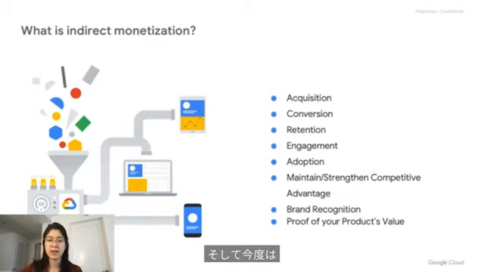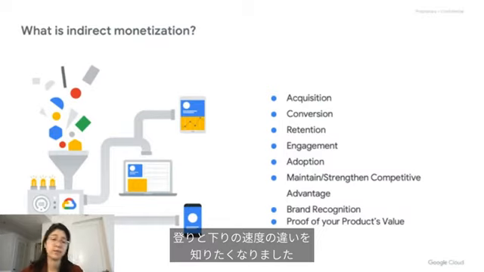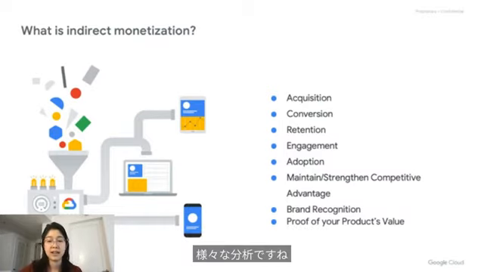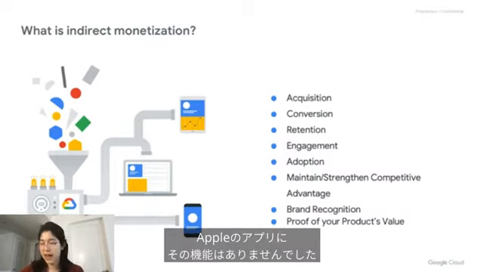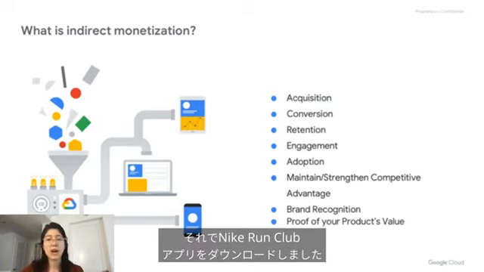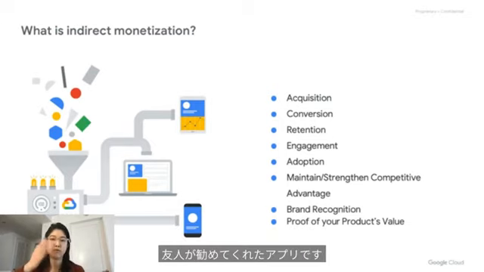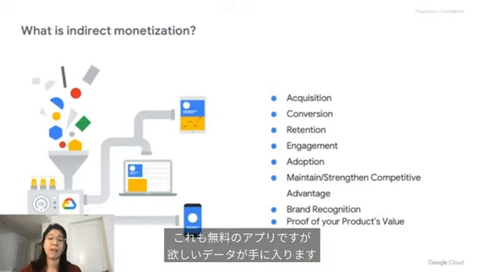But as I started to become more into running and I was doing it more and more often, I thought, now I want to see how fast I'm running or what my pace is at different points or how fast I'm going uphill versus downhill, different analytics, right? That wasn't offered in the Apple app. So I decided to download the Nike Run Club app, which was recommended to me by a friend. Also a free app, that app gives me the data that I wanted.